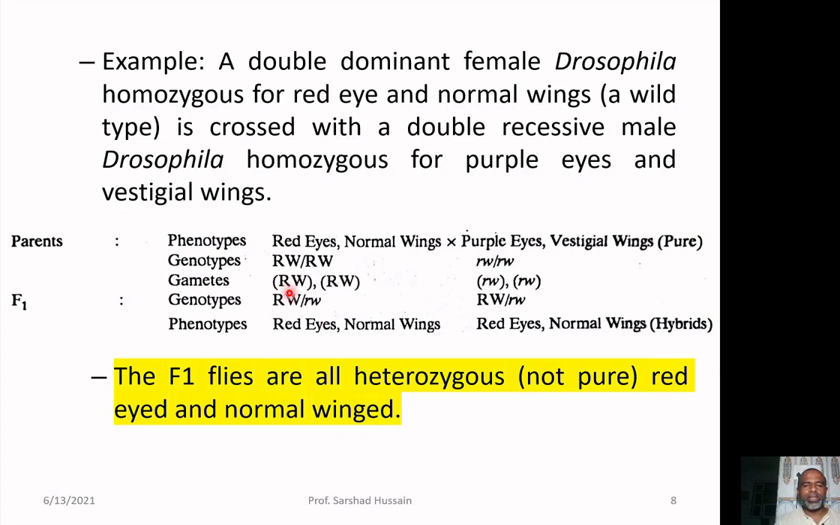The capital R and capital W may go with the small r and the small w. Because R is capital and W is capital, they are dominant characters. The phenotype is red eye and normal wing in both cases, but it is hybrid, it is not pure, because in a pair both the genes must be of the same type, but here the capital and small are put together. Now, the F1 flies are all heterozygous, that is they are not pure, that is they are all red eyed with normal wings.